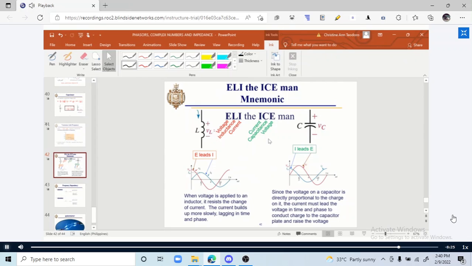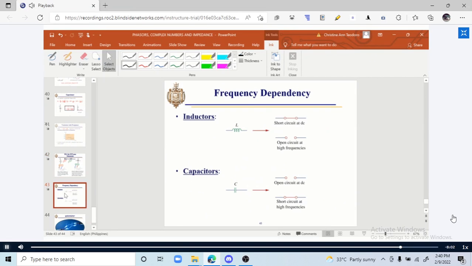So always remember ELI the ICE man, so that you will not forget that when you are dealing with inductance, voltage comes first before current. It means that when you are dealing with inductance, voltage leads current. And when you are dealing with capacitance, current comes first before the voltage. It means that your current leads the voltage when you are dealing with capacitance.